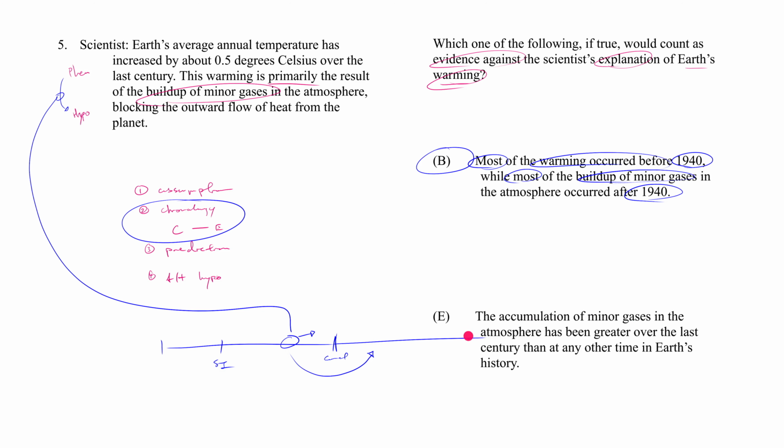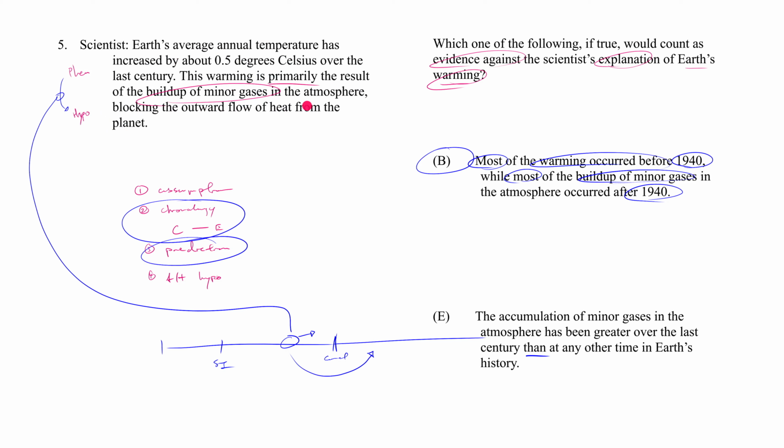And lastly, E says the accumulation of minor gases in the atmosphere has been greater over the last century than at any other time in Earth's history. Okay, E is kind of trying to lead us down this prediction route. See, if this hypothesis were true, that it's truly the buildup of minor gases, then you can actually make a prediction.